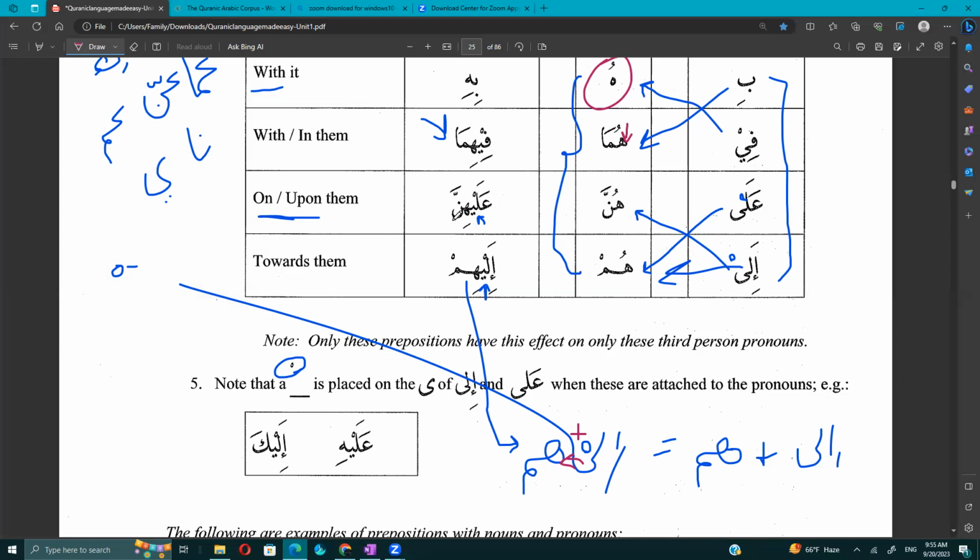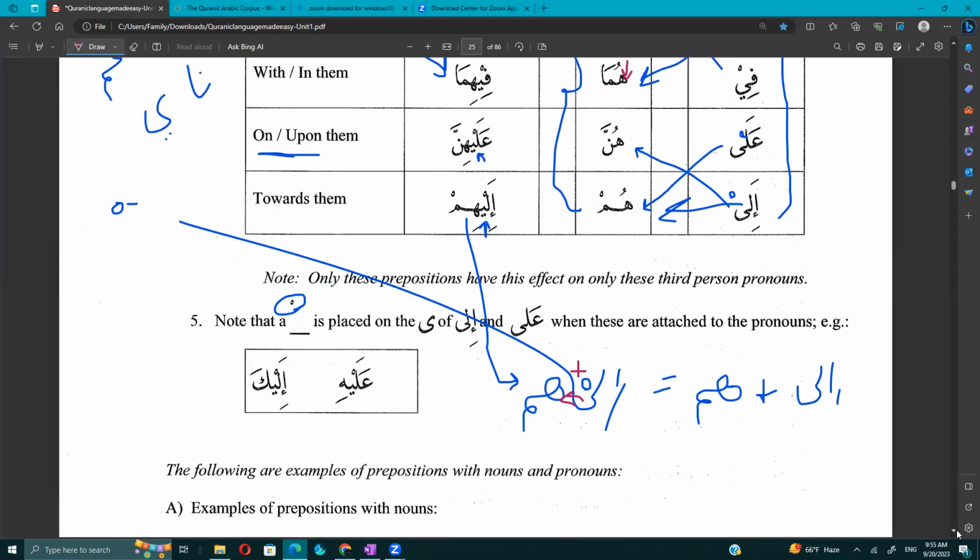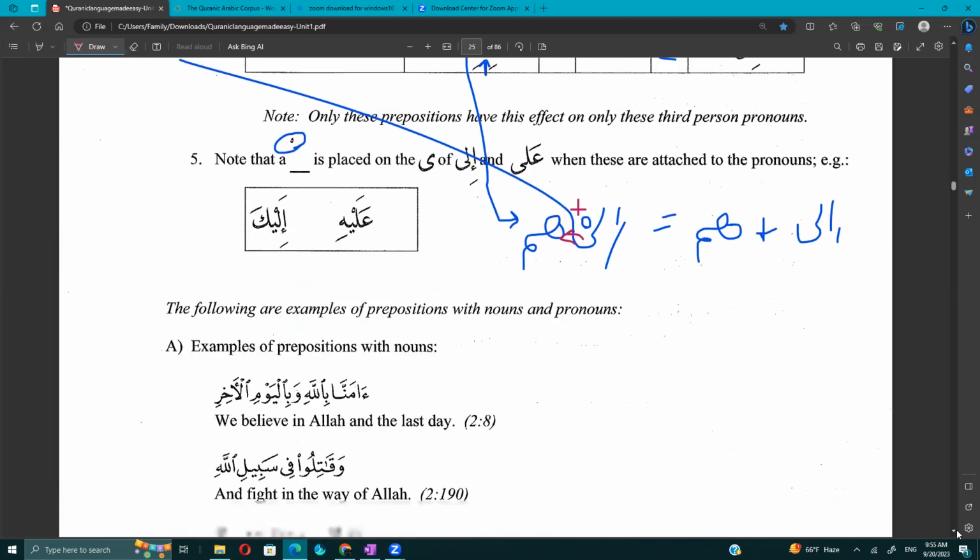I have understood. Thank you very much. You're welcome, sister. No problem. Anybody else who has any question, who didn't understand this? Let me check the chat box. Okay, all clear. So this was about ila, ala, bi, fi, and the effect on hu, huma, hum, and hunna.